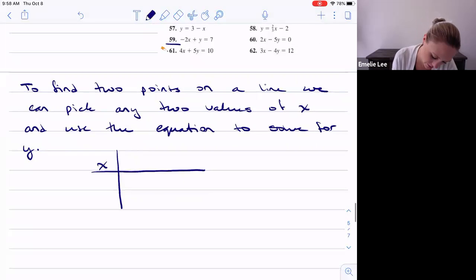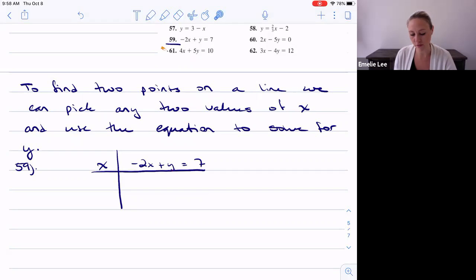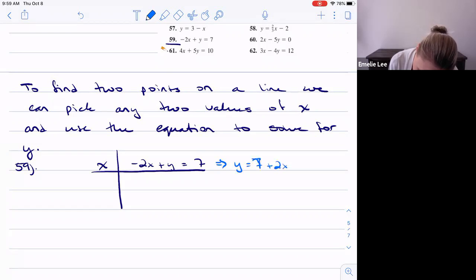So for example, I've got negative 2x plus y equals 7. Sometimes it's easier if you just solve for y first, right? Because you're trying to plug in a value of x and then solve for y. But if you're doing it twice, you may as well solve for y and then plug it in. So here, this becomes y equals 7 plus 2x.